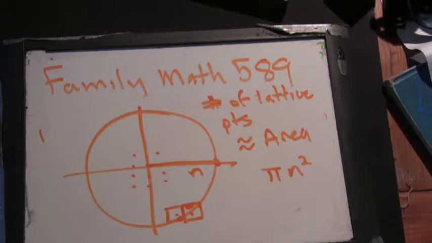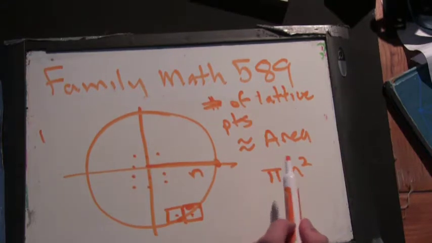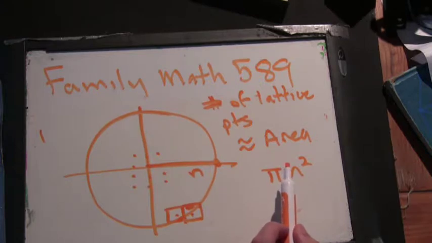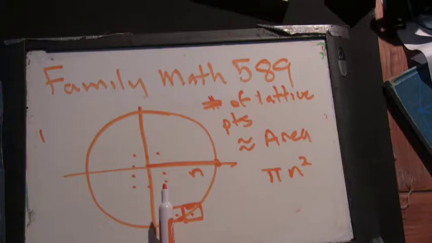Your intuition would say that, at least as n gets large, the area I count on the outside and the area I miss on the inside start to balance each other out, and this becomes a better and better approximation. Now, the number of lattice points inside is always going to be an integer, because there can't be half a lattice point inside the circle.